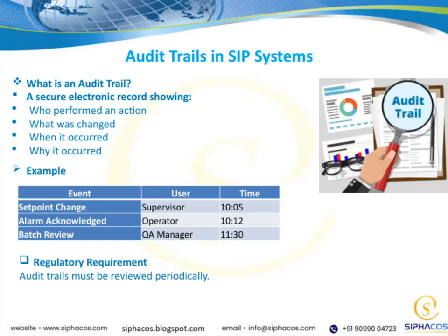We're looking at a key regulatory requirement: audit trails must be reviewed regularly. But what exactly is an audit trail? It's a secure electronic record that tracks who did what, when, and why. For example, it might show a supervisor changing a set point at 10:05 or an operator acknowledging an alarm a few minutes later. This kind of transparency is crucial for maintaining system integrity and compliance. Reviewing these records helps us catch issues early and keep everything running smoothly.